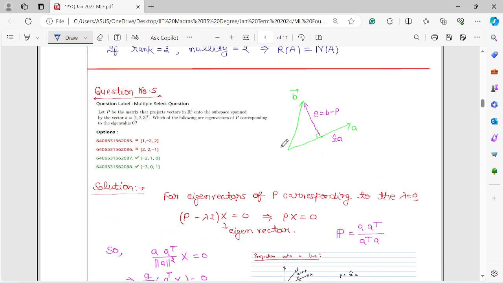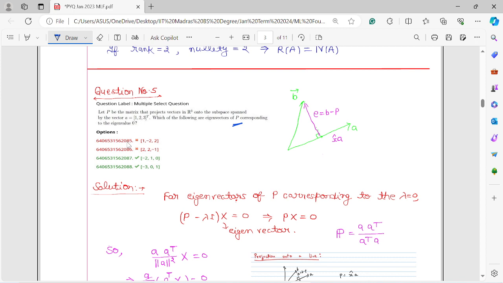Problem number 5. It says let P be the matrix that projects vectors in R3 onto the subspace spanned by the vector A. Which of the following are eigenvectors of P corresponding to the eigenvalue 0? So first we have to find out what P is. Then we will talk about the eigenvectors corresponding to eigenvalue 0. So for matrix P, what property does it hold? P is actually a projection matrix.